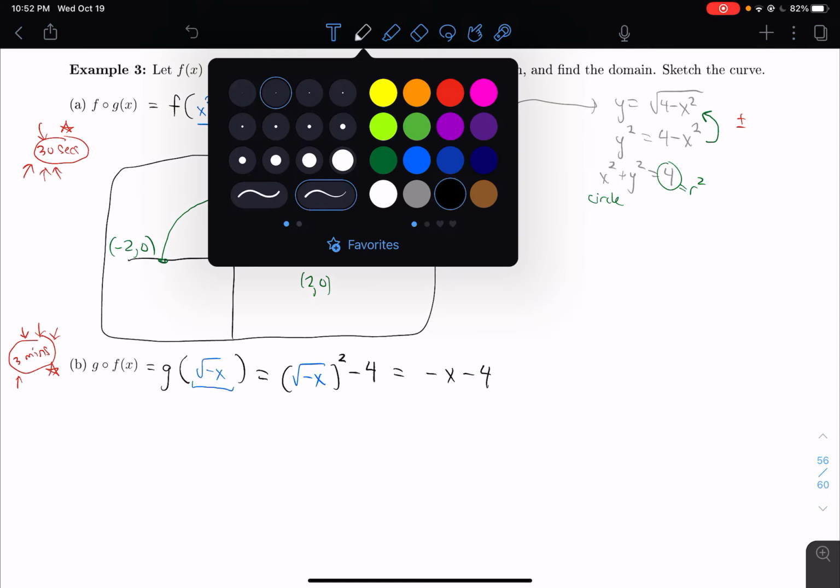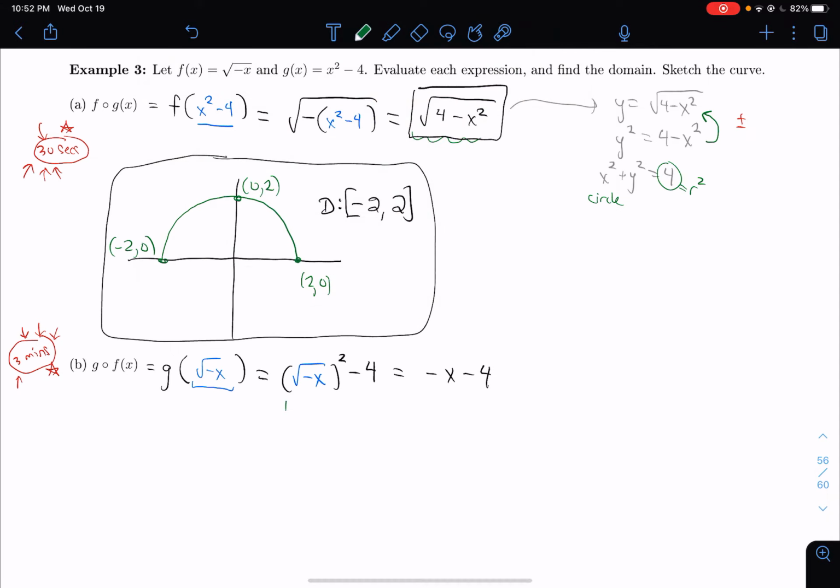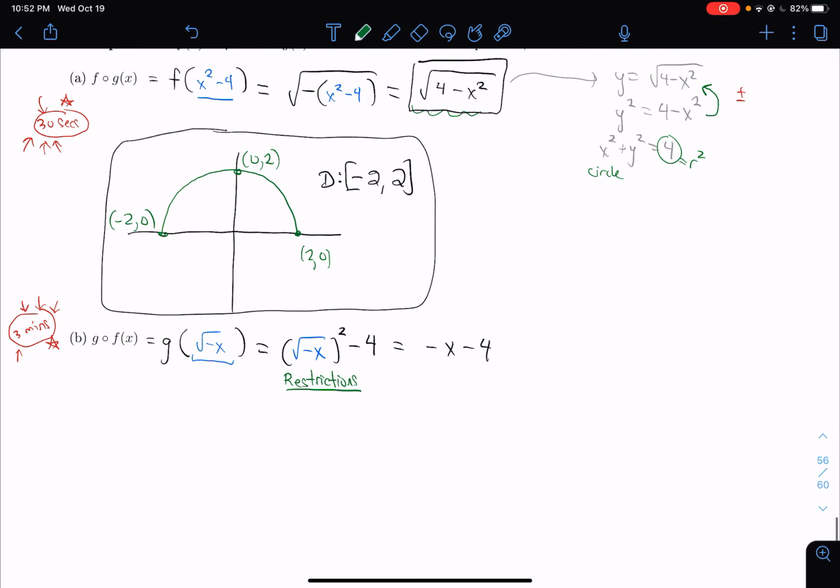But I got to be careful, and I got to think about my domain. For this domain, let's think about our restrictions. And I see one restriction here, looking back at my original. It's important that I look back at the original because in the simplified form, the square root, which gives me a restriction, has disappeared. So I got to look back to the original to see were there any restrictions there. And there are. The thing that's inside the root, which is negative x, has got to be greater than or equal to 0.